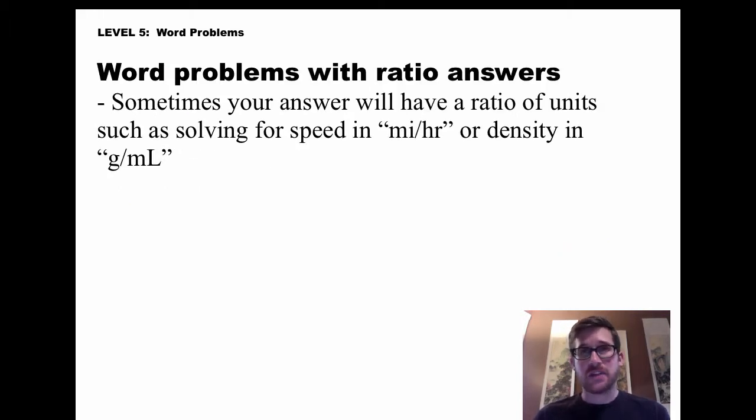Alright, so that's kind of the general sequence there. You want to identify your wanted variable. You want to pluck out or mine the data and then solve. So sometimes with word problems, though, we're going to have to deal with an answer that's a ratio. What I'm talking about here are units that are ratios. So things like speed, where it's 2 units combined, miles and hours. So we have this ratio of miles per hour. Density is also a good example of an answer that has a ratio of units. So grams per milliliter or grams per cubic centimeter, for example.